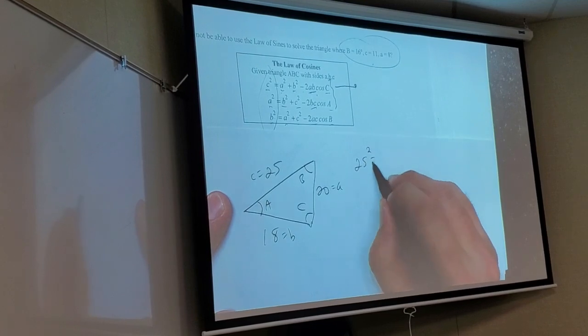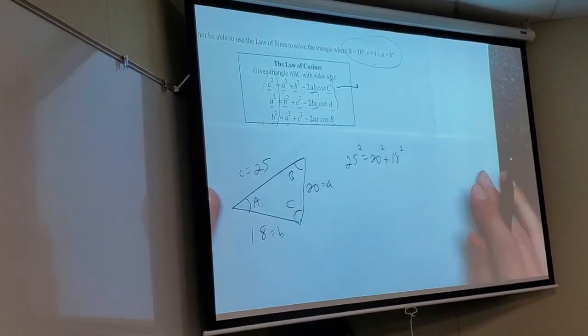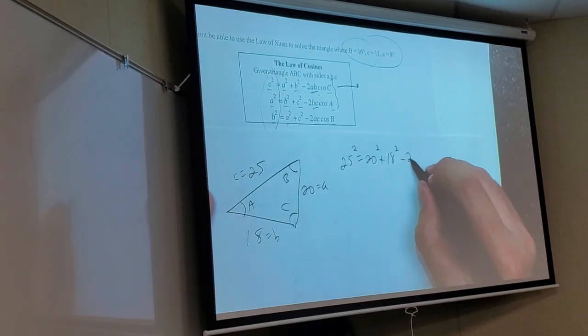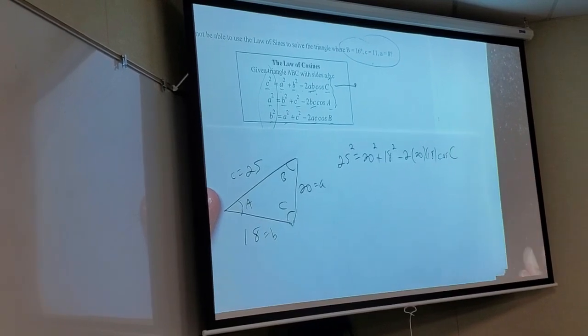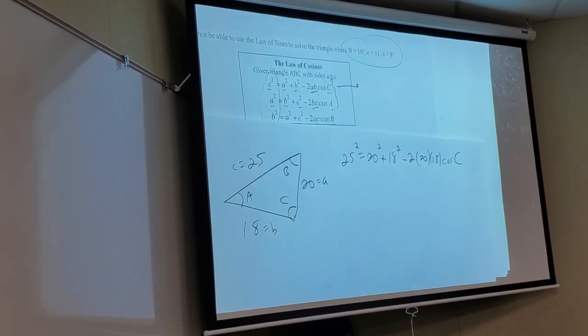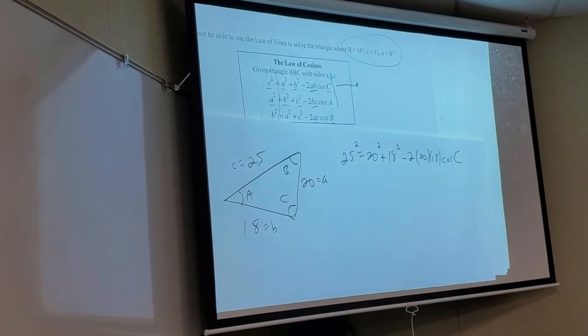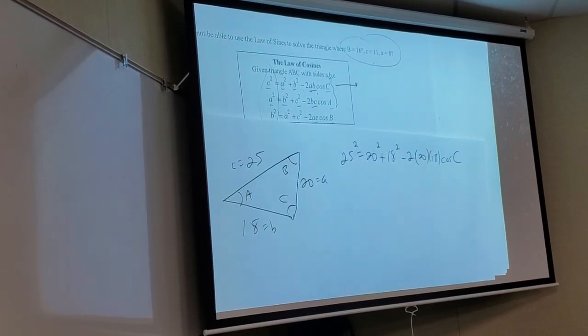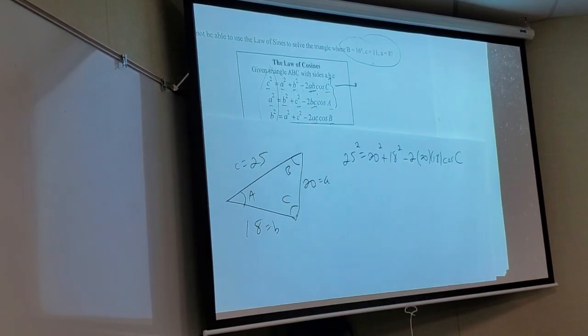C squared equals A squared plus B squared, that sounds familiar, minus twice A times B times cosine of C. Does anyone remember why law of cosines will not return what's called an ambiguous case? It won't return a possibility for more than one triangle. In this specific case, there's only one triangle, right? But in general, it won't.